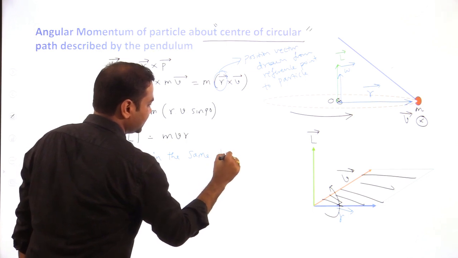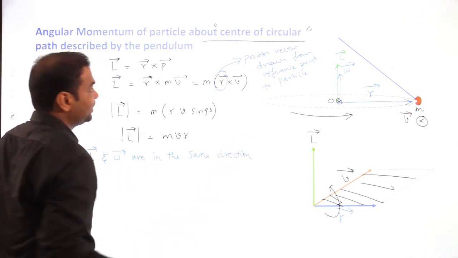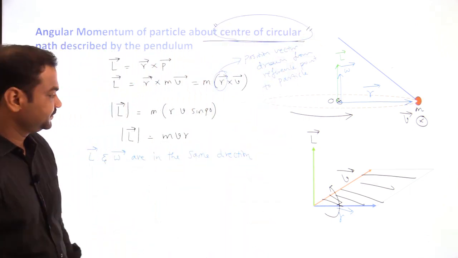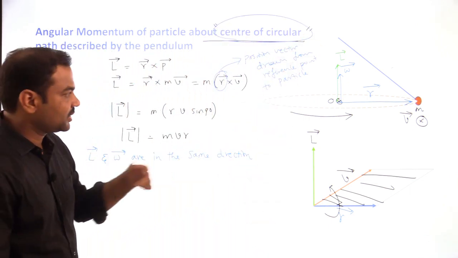So this is one thing. But this is all happening under one condition, that is, about the center of the circular path. L bar and omega bar are in the same direction.